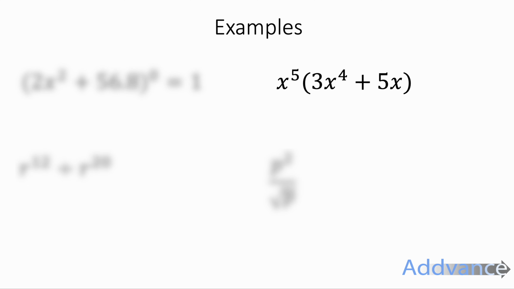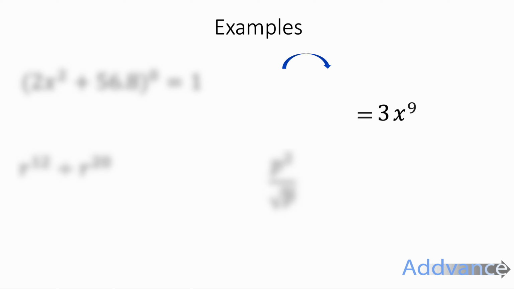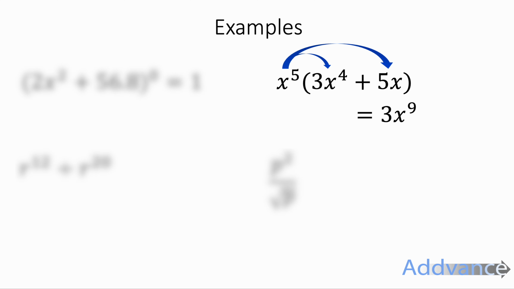Next one, x squared times 3x to the power 4 plus 5x. Well, we're going to expand the brackets. X to the power 5 times 3x to the power 4 will be 3x to the power 9. Remember, when you're multiplying powers, you add the powers. And then x to the power 5 times 5x will be 5x to the power 6. Notice that the x here is x to the power 1, and x to the power 5 times x to the power 1 will give you x to the power 6.